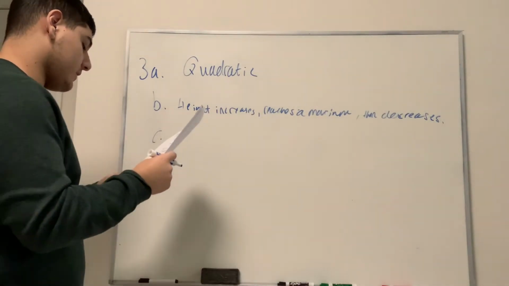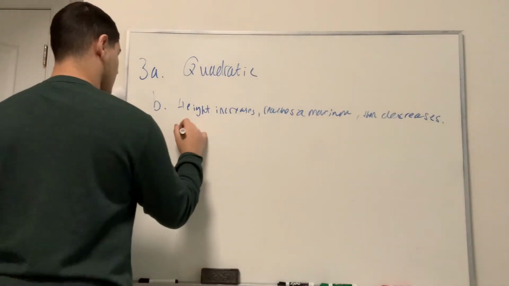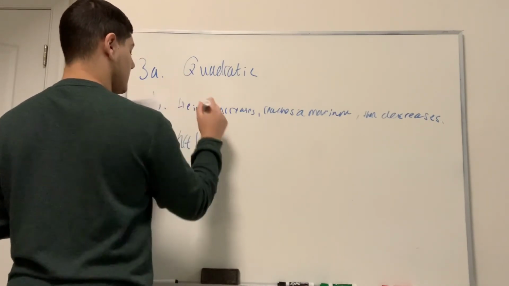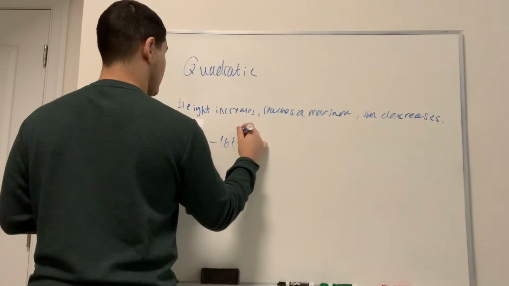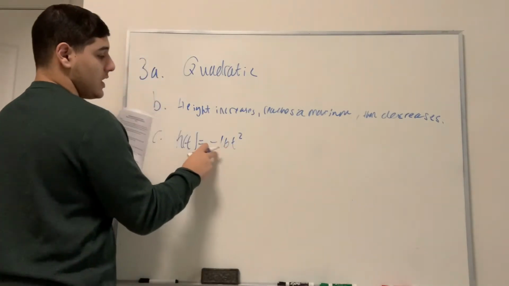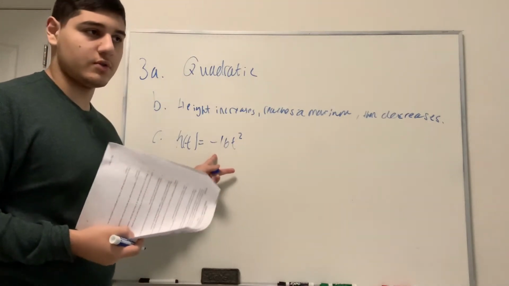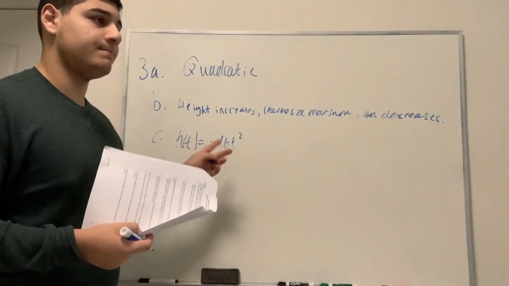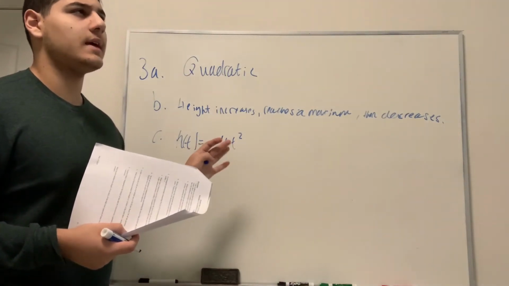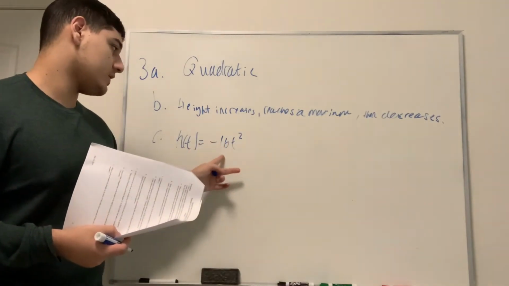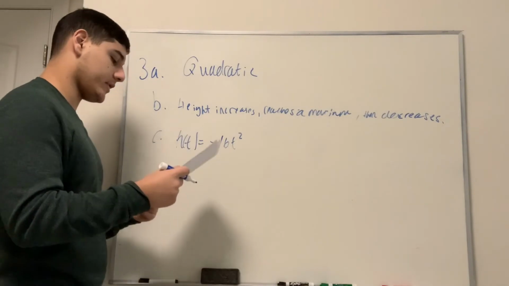What function models the height? So the height with respect to time is negative 16t squared. This is just an approximation. This is actually the approximation of gravity, acceleration due to gravity, which is negative 32 feet per second squared, in feet. So that's why they have negative 16, if you're curious.